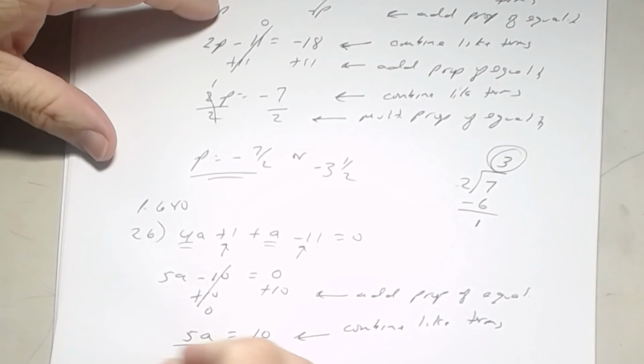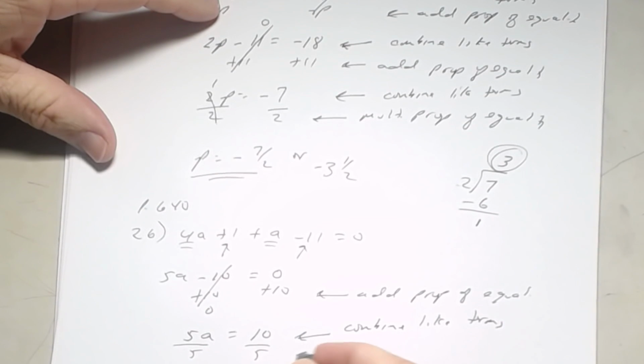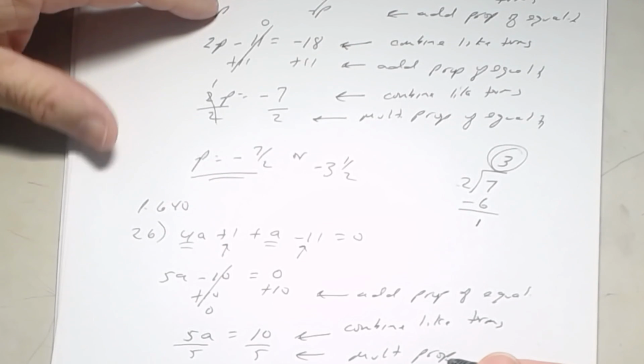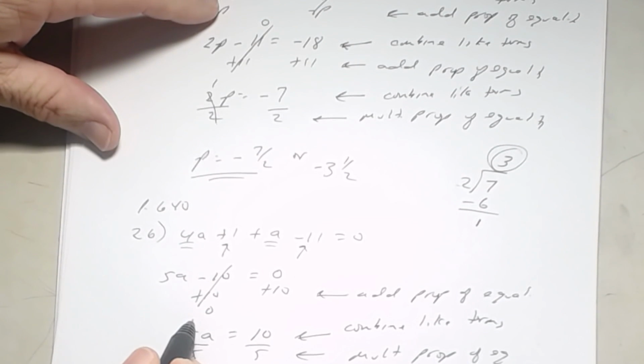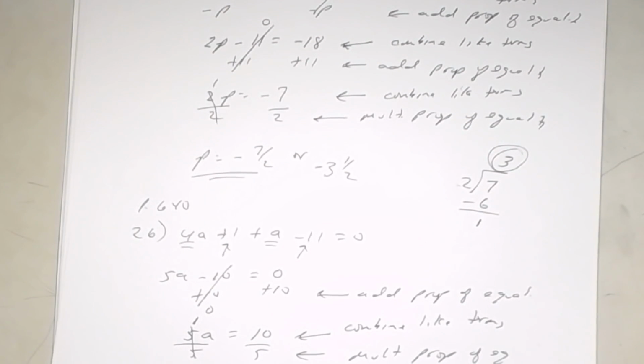So here's what you're going to do. You're going to say divide by 5, divide by 5. And remember, that's the multiplication property of equality. Now, once you do multiplication property of equality, the next step is to simplify. Here's what I mean by simplify. 5 divided by 5 is 1 times A, is 10 divided by 5 is 2. And there's your solution. Okay, that's your solution.